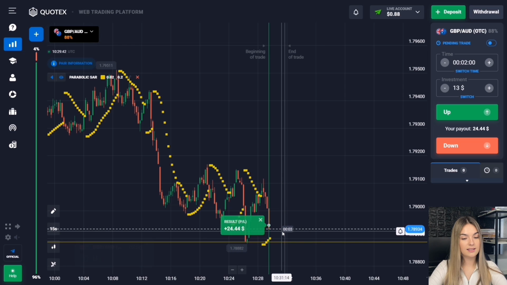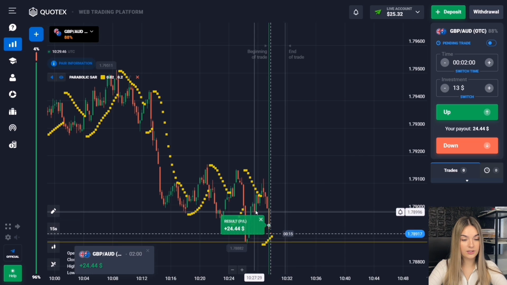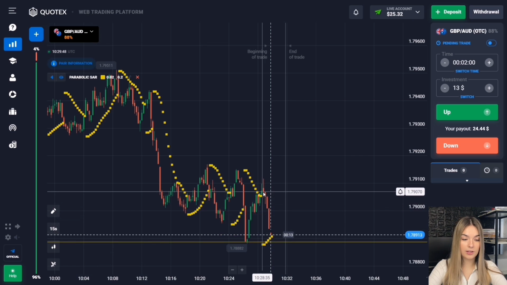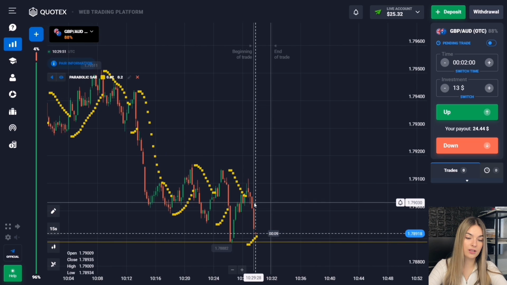So friends, there was a rather deep pullback up, but still after that the downward movement continued again and we are making profit here. 2 minutes was just enough for us. The price moves quite impulsively and confidently.